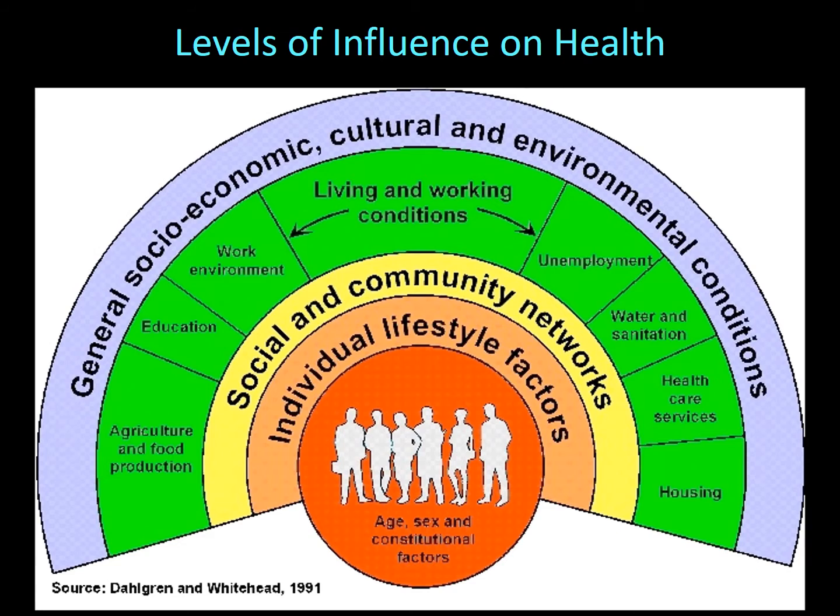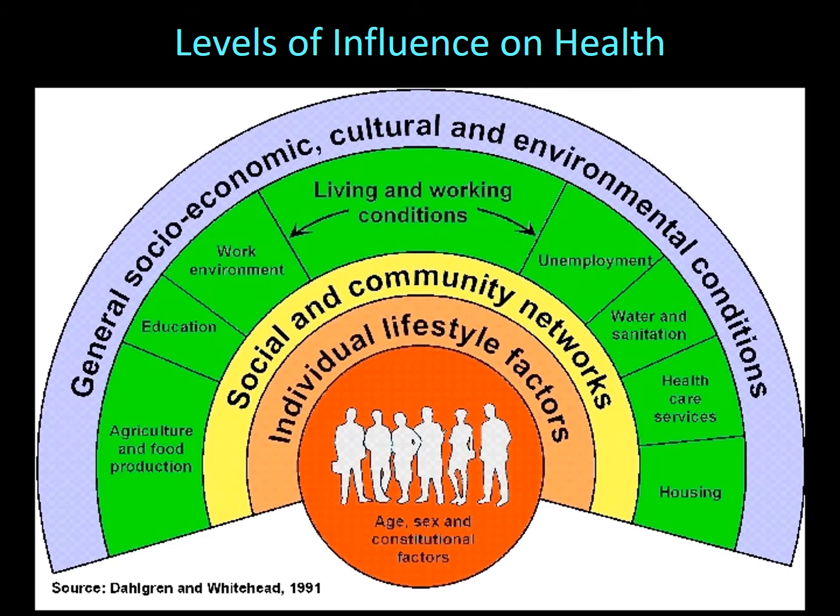And I like to think about this like a multi-layered onion, where the core of the onion are identity things that influence health, like your age, or whether you're a man or a woman, and other really constitutional factors of your identity. And outside of that core being that you have no influence over, like you have no influence over your age, it just is. The next layer is called individual lifestyle factors, and these are things that you choose, like whether or not you smoke. And outside of that, the next biggest ring of influence is social and community networks.